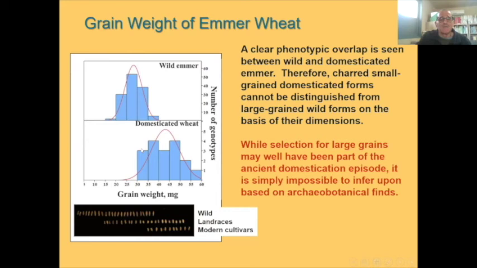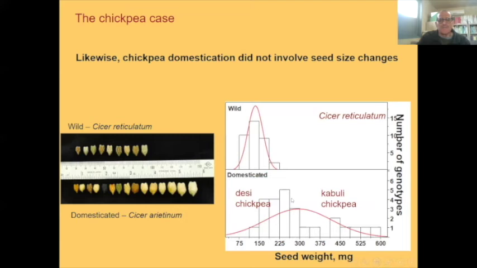And in the chickpea case, you can see that many desi chickpea cultivars have seeds that are similar in size to the wild progenitor of chickpea. And some domesticated ones even have seeds that are smaller than large wild ones. So again, seed size is not helpful to distinguish between archaeobotanical material of chickpea seeds.